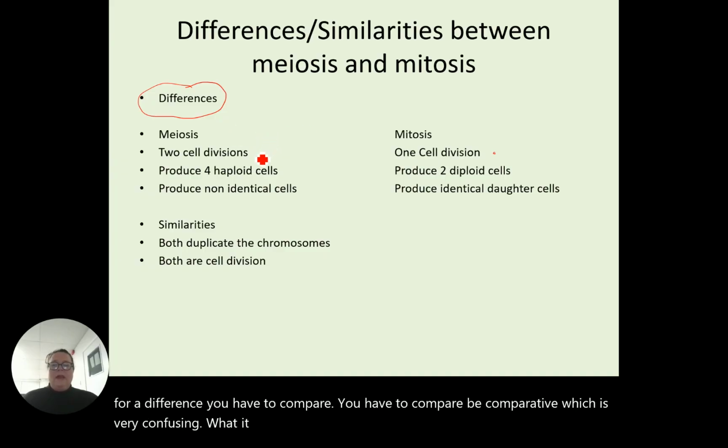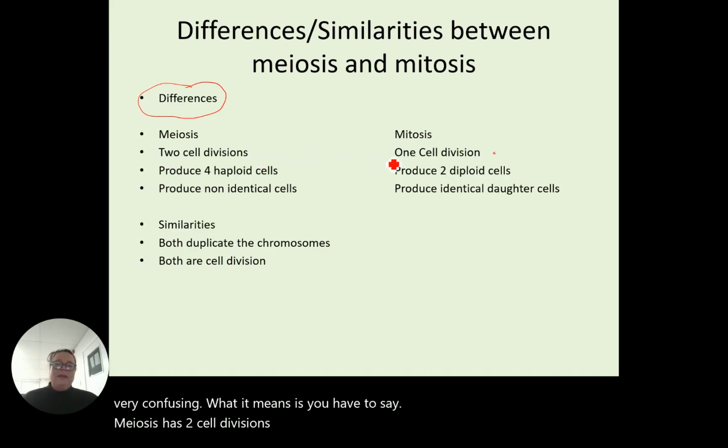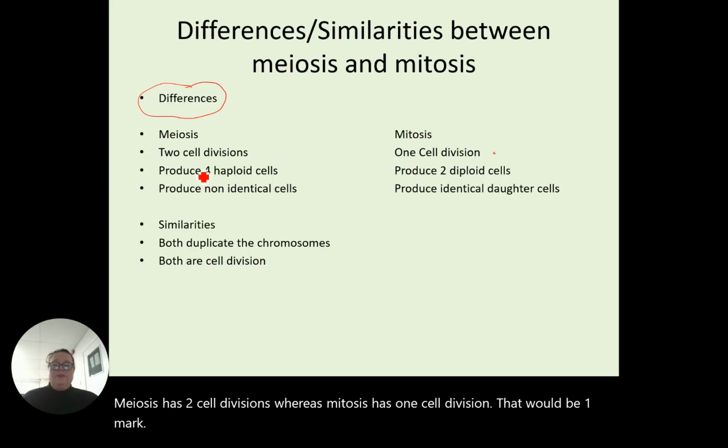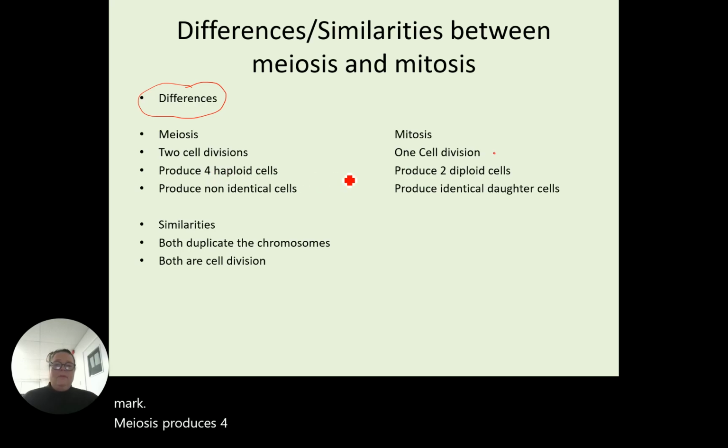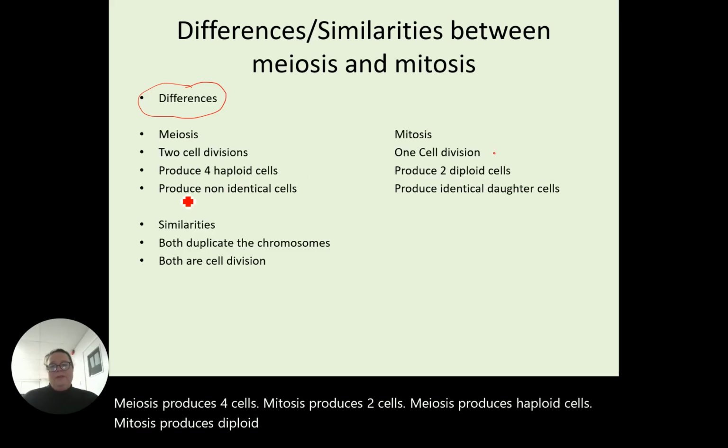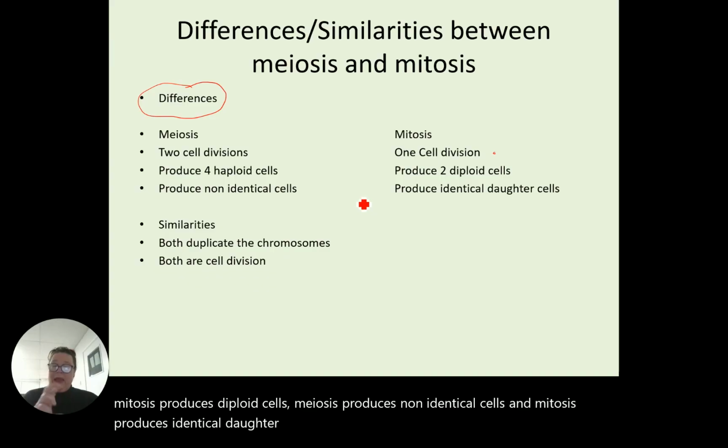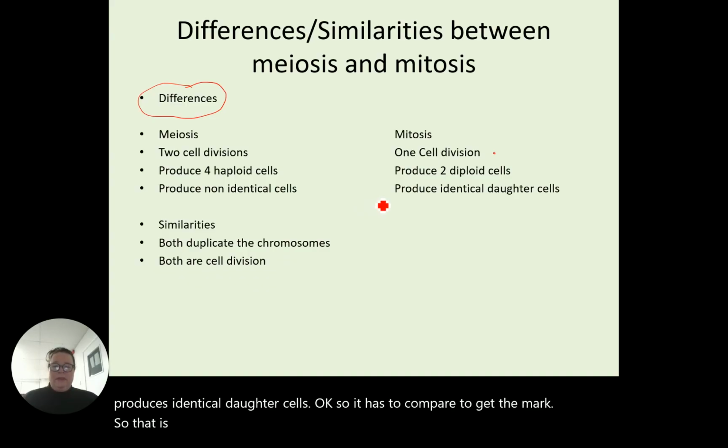What it means is you have to say meiosis has 2 cell divisions, whereas mitosis has 1 cell division. That would be 1 mark. Meiosis produces 4 cells. Mitosis produces 2 cells. Meiosis produces haploid cells. Mitosis produces diploid cells. Meiosis produces non-identical cells, and mitosis produces identical daughter cells. Okay, so it has to compare to get the mark. So that is all our differences.